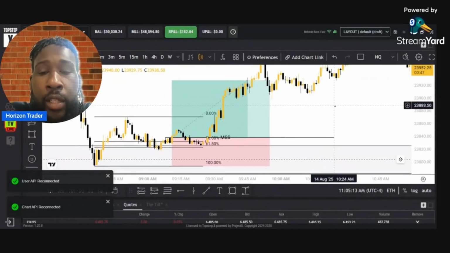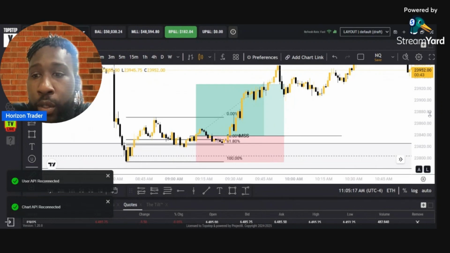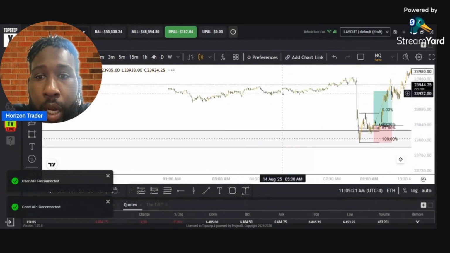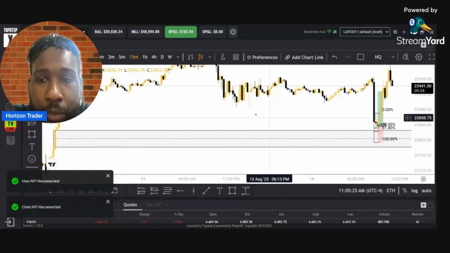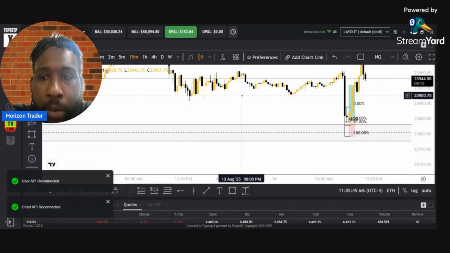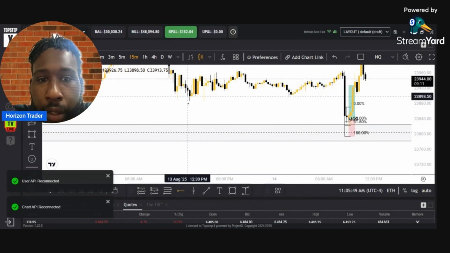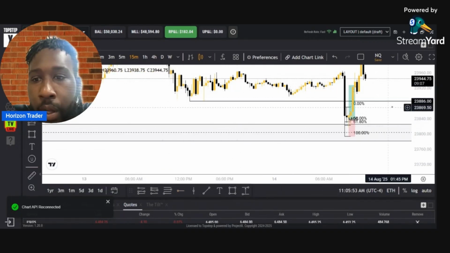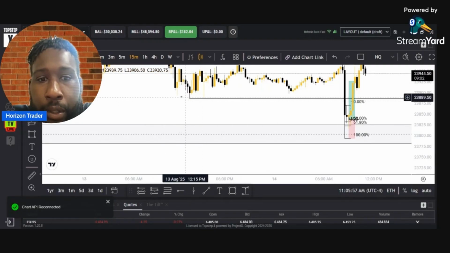This morning, I took a trade on MNQ. It was the same setup for me per usual. Let me go ahead and break this down here. What I was looking for was a sweep under these lows right here.